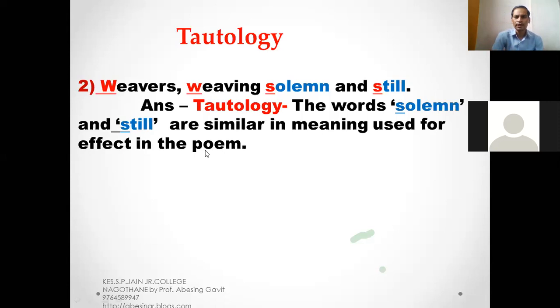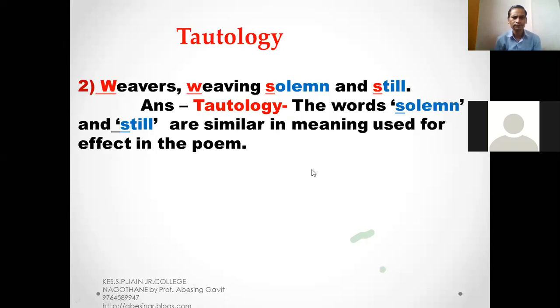Two examples are given, so you have to write tautology and also why it is tautology, and alliteration and why it is alliteration. Alliteration, because W is repeated here and S is repeated here. And here two words with similar meanings are used, that's why it is tautology also. So you have to give this explanation in the question paper when it is asked in the examination. After the question is asked in the exam, you have to explain and write all the types that apply.